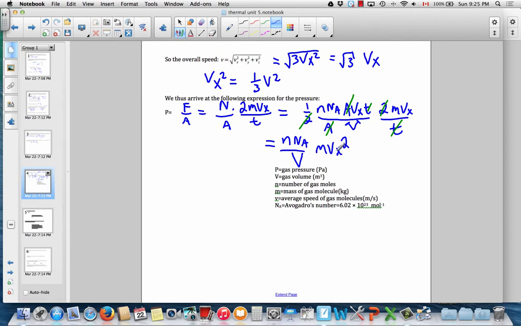All right, and so it remains to substitute this result for the x speed, replace it with the overall speed, and we get the pressure of our ideal gas. So we replace Vx squared with 1/3 V squared, and we get this term right here. Now, we see that we've got Avogadro's number here. Remember, this is the ideal gas law, and we don't yet have the ideal gas constant.